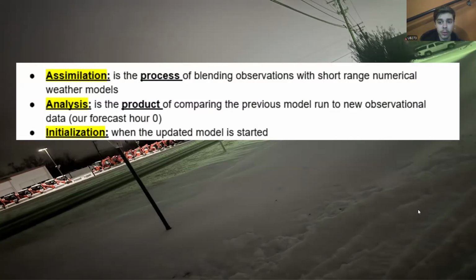So there are three processes that we're going to talk about right here: assimilation, analysis, and initialization. Assimilation is the process of blending observations with a short-range numerical weather model. So it's the process of blending observations. Analysis is the product of comparing the previous model run to new observational data, which is our forecast hour zero. Initialization is where the updated model is started.